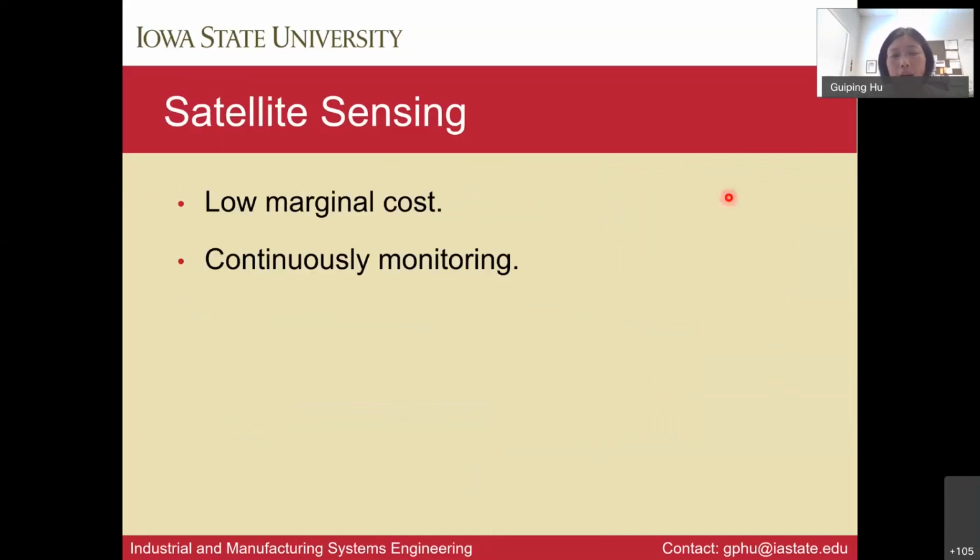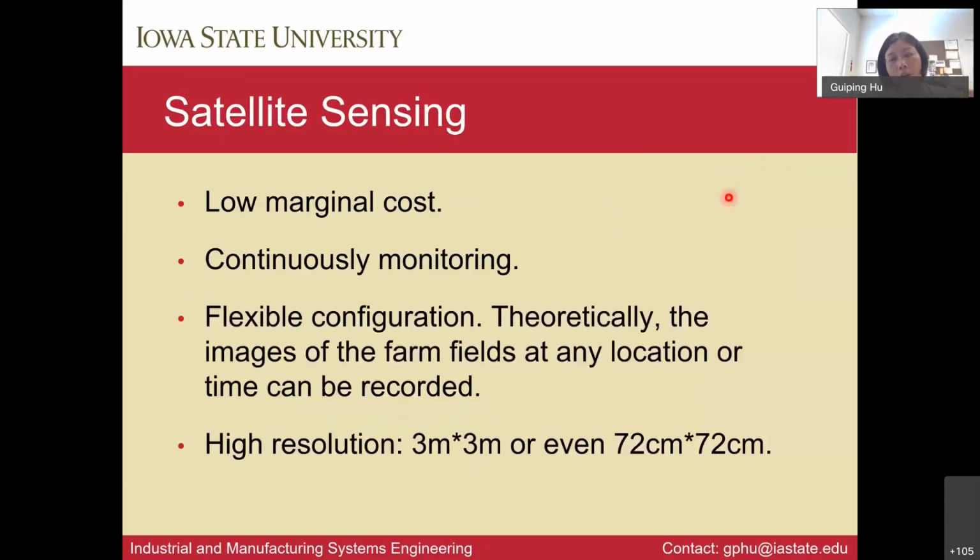Satellite imaging has some benefits: low marginal cost and continuous monitoring. Of course, there are problems as well, because it's far, the resolution tends to be low, and there may be, for example, clouds or some other factors that may come into play. So here I put higher resolution, because if you pay, you can actually get a higher resolution, but you need to work with a specific company ahead of time.